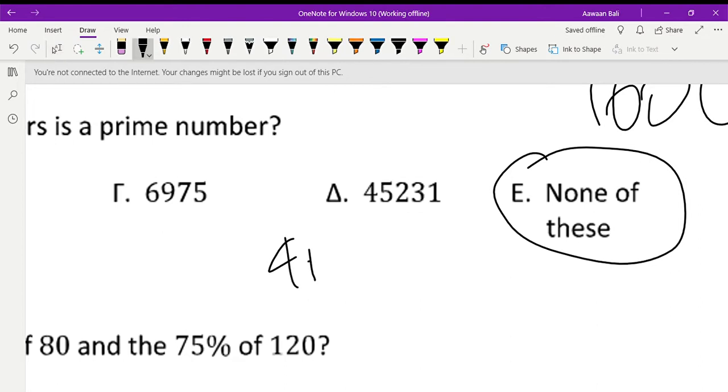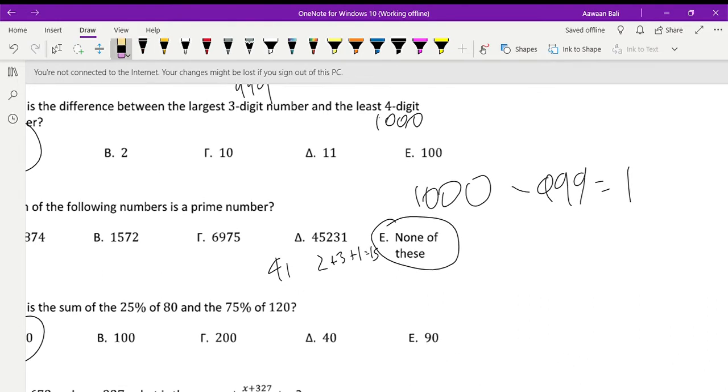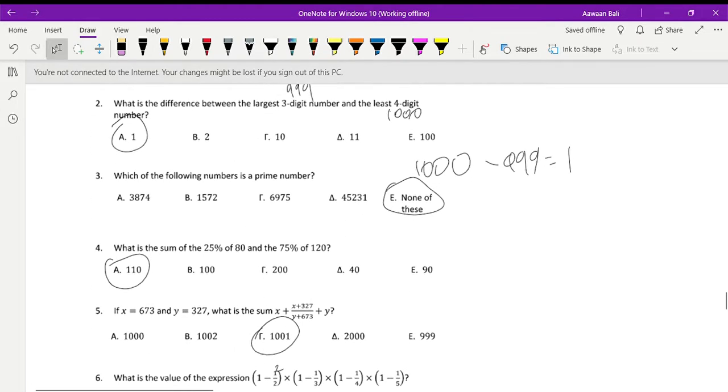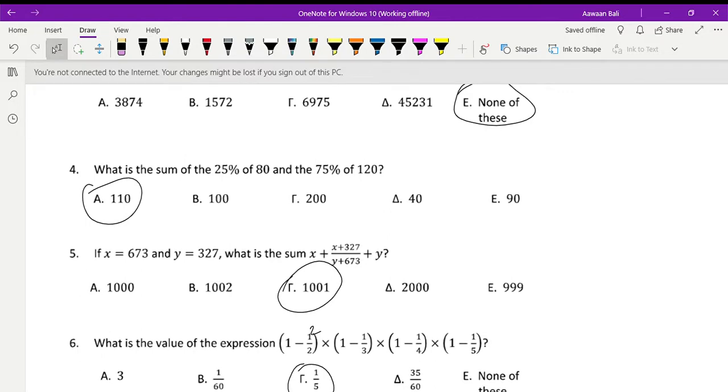Now 4 plus 5 is 9, plus 2, 11, plus 3, 14, plus 1, 15. 15 is divisible by 3, so therefore delta is divisible. 45,231 is also divisible by 3. Therefore the answer is eta, none of these. Question number 4. What is the sum of 25% of 80 and 75% of 120?